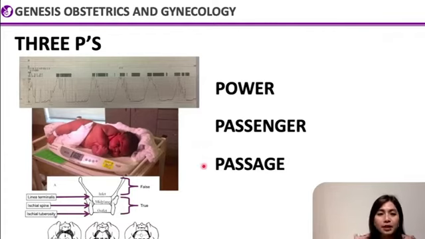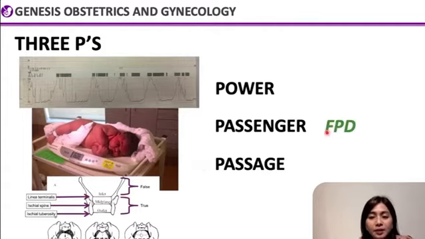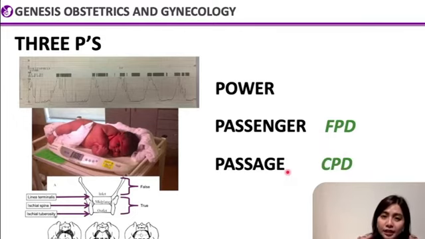So what are the possible terms na maririnig nyo when it comes to dysfunctional labor or dystocia? Kasi sinabi mo na FPD. When you say FPD, it means fetal-pelvic disproportion. It means na ang iniisip na problem ng obstetrician gynecologist is more of a passenger problem. When you say CPD, this means cephalopelvic disproportion. It means that your obstetrician is thinking more of a passage problem. Yung dadaanan yung problem, okay? Yung bony pelvis, somewhere there, merong masikip kaya hindi makadaan yung passenger mo. So these are your Ps for dysfunctional labor.